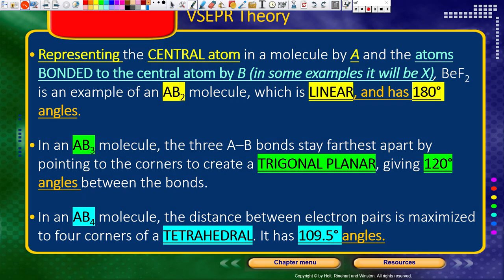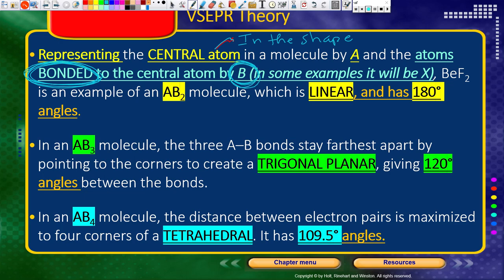When we start talking about any molecule, the central atom in the shape, we're going to call that letter A. I know that sounds crazy and doesn't make sense yet, but I promise that's all going to clear up at the end. We're going to call that letter A. Atoms that are bonded to the central atom, what letter are we going to call it? B.